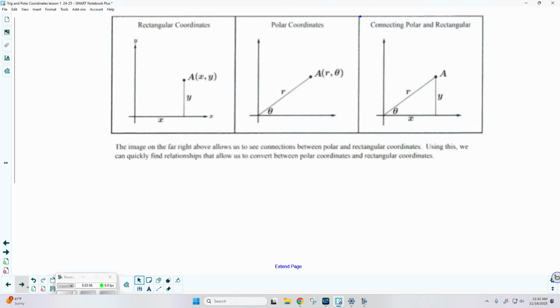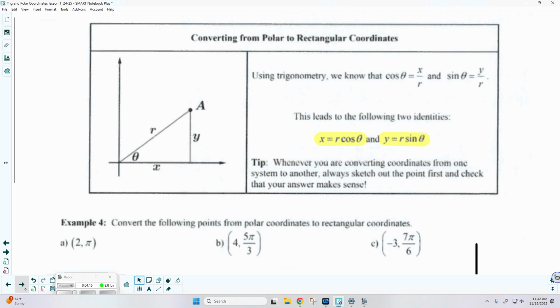So the image on the far right above allows us to see the connections between polar and rectangular coordinates. Using this, we can quickly find relationships that allow us to convert between the two. And you'll notice it forms a right triangle, just like we've been looking at this entire time. Okay, so here we go. Converting from polar to rectangular.